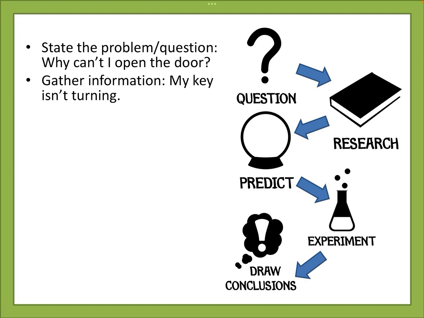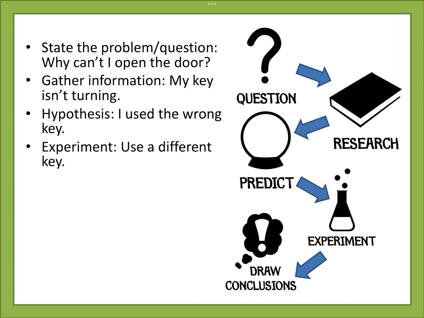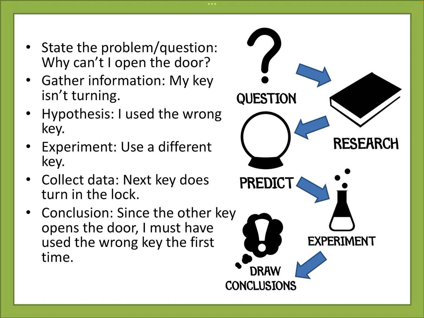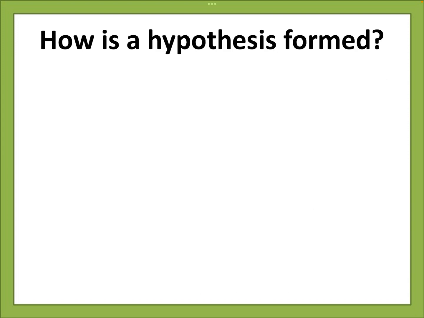We stated the problem. Why can't I get the door open? We're going to gather information. My key's not turning. Hypothesis, I used the wrong key. How could we test this? Use a different key. We're going to collect the data by looking at: does the new key that we selected turn in the lock? Conclusion. Since the other key opens the door, I must have used the wrong key the first time. Our hypothesis was supported, so we don't have to go back and conduct the experiment again.